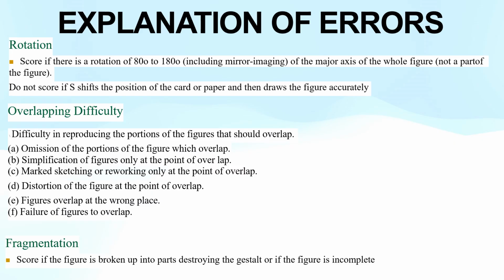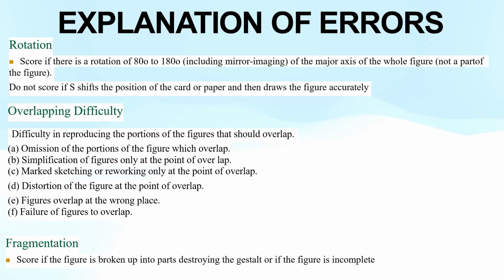Now, the explanation of errors. This is again taken from the module. What is rotation? Score if there is a rotation of 80 to 180 degrees, including mirror imaging of the major axis. That means the horizontal axis that we have drawn. So that becomes rotation.